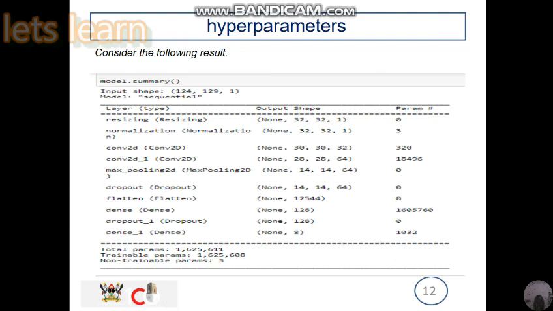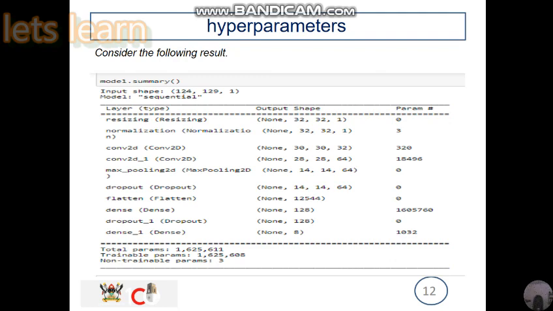So what are the hyperparameters? Hyperparameters are those whose value is set before the learning process begins. So before you begin your learning process, those are the hyperparameters.